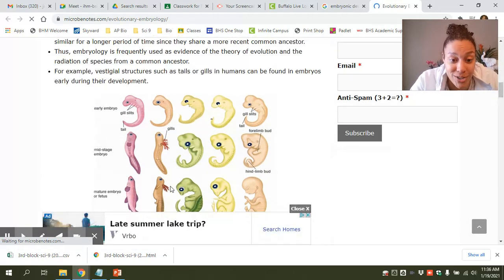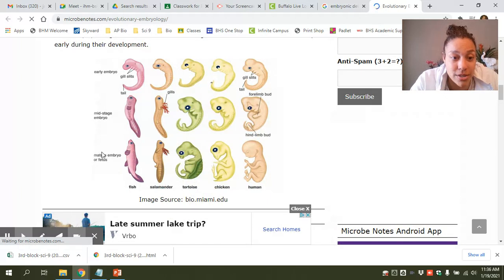No, don't do that. Anyway, here are our pictures of stage 1, stage 2, stage 3 of development of embryos. So we got fish, salamander, tortoise, chicken, and human. And we can see in this early embryo development, the pharyngeal pouches or the gill slits, how each of these species have them. And they also have a tailbone or a tail that's associated to them. And then over time, we can see that their development kind of leads to some specific speciation here.